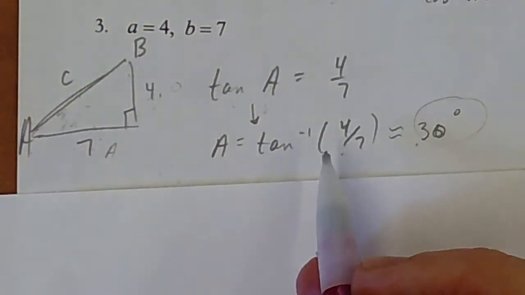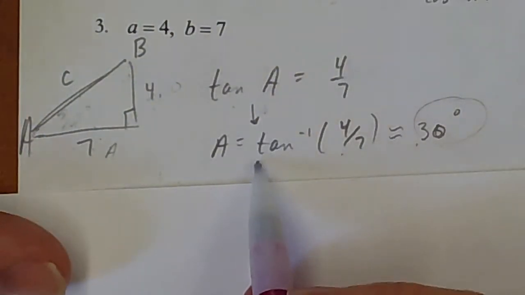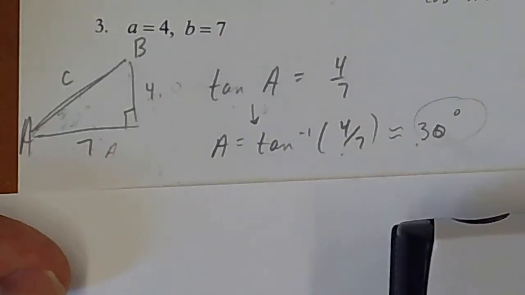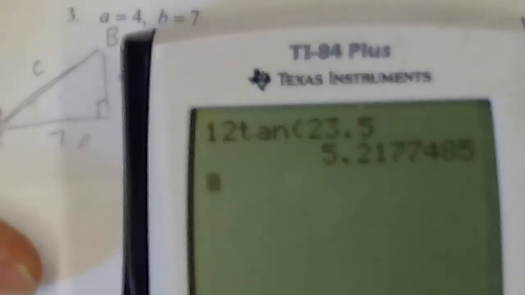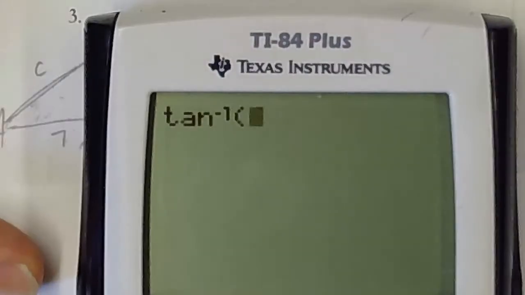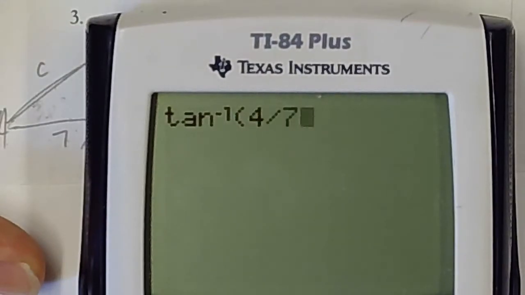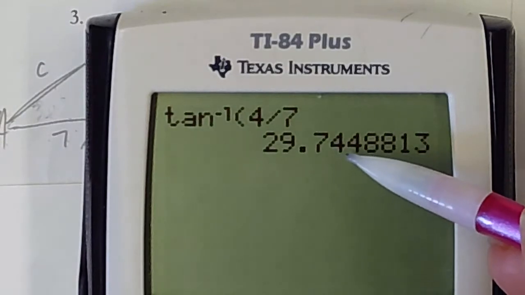Okay, this happened again back in section 4.3, 4.4. Some of the applications, we had to go to our calculator and punch it in like this. So inverse tan, second tan of 4/7. All right, just so happens it was pretty close to one of our common angles, but it wasn't exactly. It was 29.7 degrees.